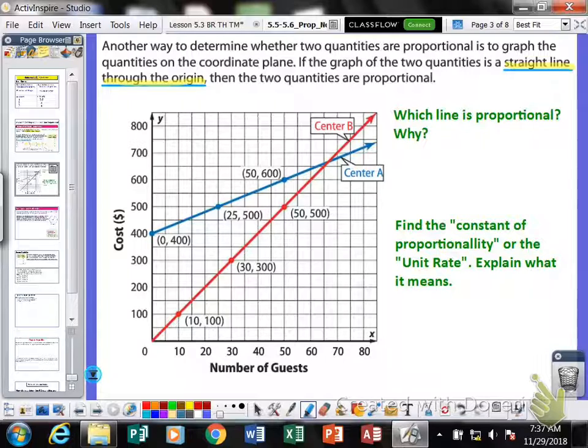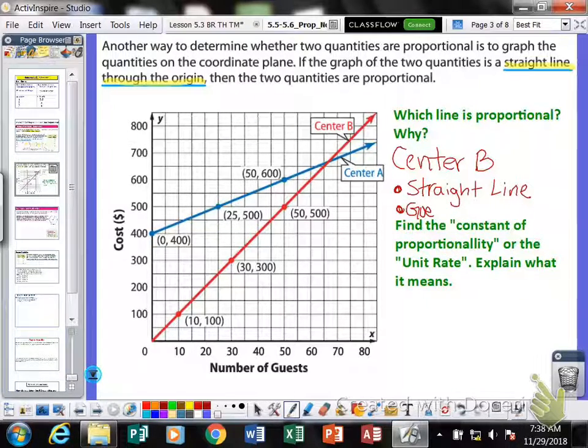Which line is proportional and why? Looking at these two lines, which line is straight? Both of them are straight, so that doesn't help me. Which line goes through the origin? The red line, center B. So which line is proportional? Center B, and why is it proportional? One, because it's a straight line. And two, because it goes through the origin.